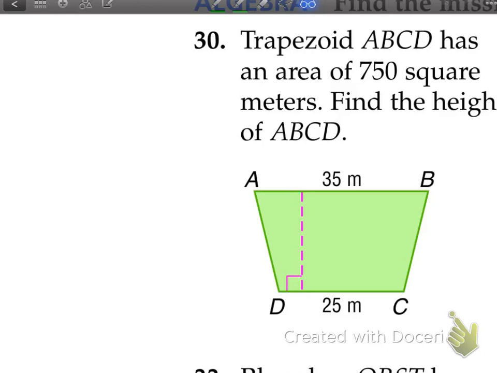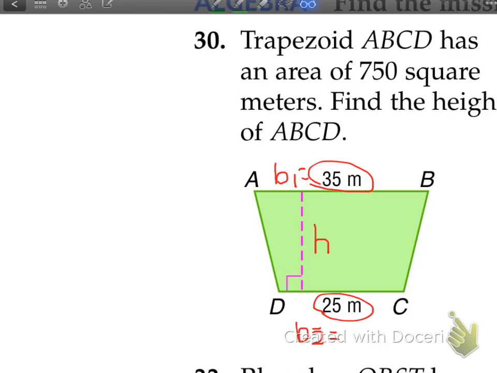Okay, number 30 is a little different sort of problem. On 30, we know the area, and this happens to be a trapezoid, and we're asked to find the height of the trapezoid. Well, this is just a little algebra problem where you're working it backwards. The 35 here would be one of the bases, B1. The 25 is the other base. Let's call it B2. The dotted line again represents the height. It's the distance between the parallel sides.